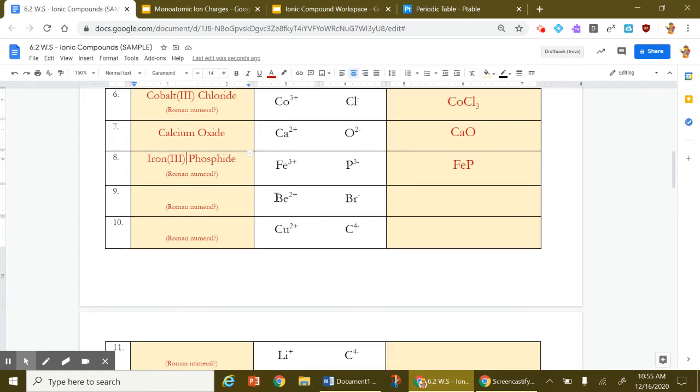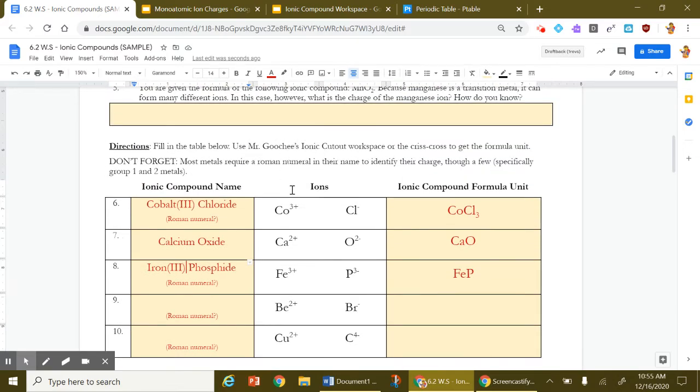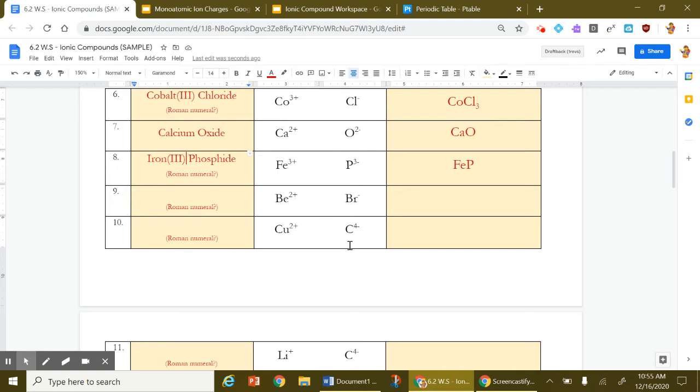Now I'm going to do another strategy for these next three. I'm going to use the crisscross method to figure out the formula. Name first. This is Be, which is beryllium, and Br is bromine. The negative ion, though, is bromide. So beryllium bromide. Does it need a Roman numeral? Let's take a look.